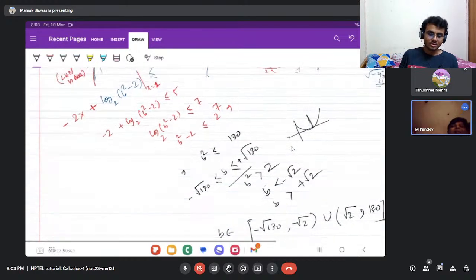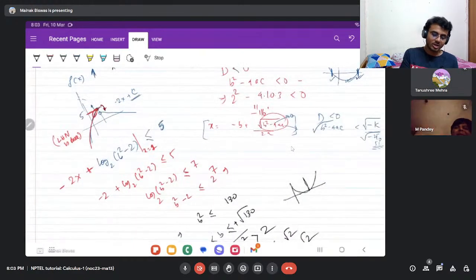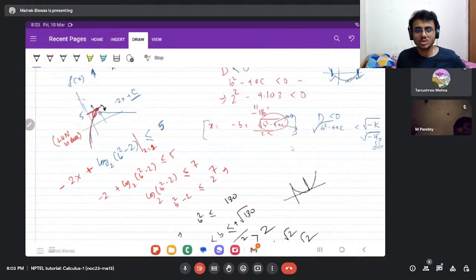Very brilliant. So what we did is we just put this line below the previous function, that's all, and solved for the value. This is the concept, rest is algebra.